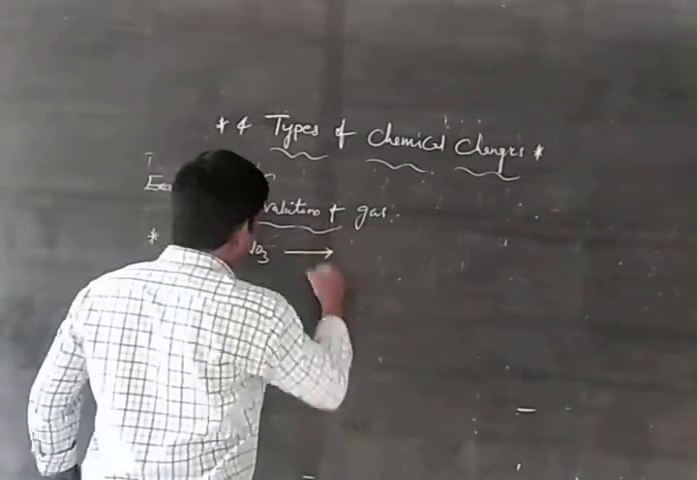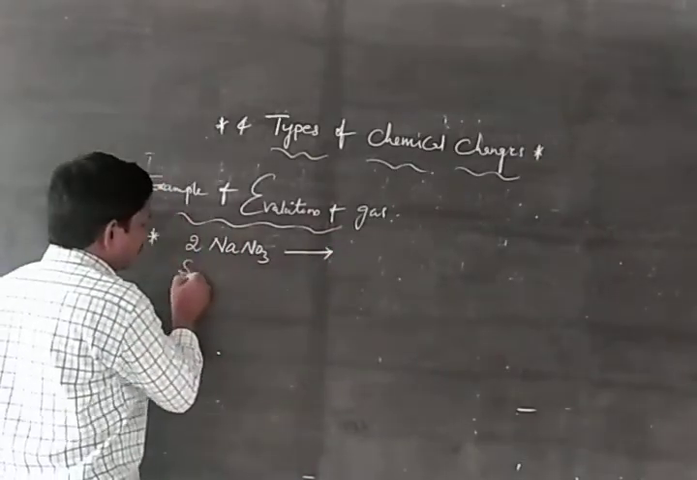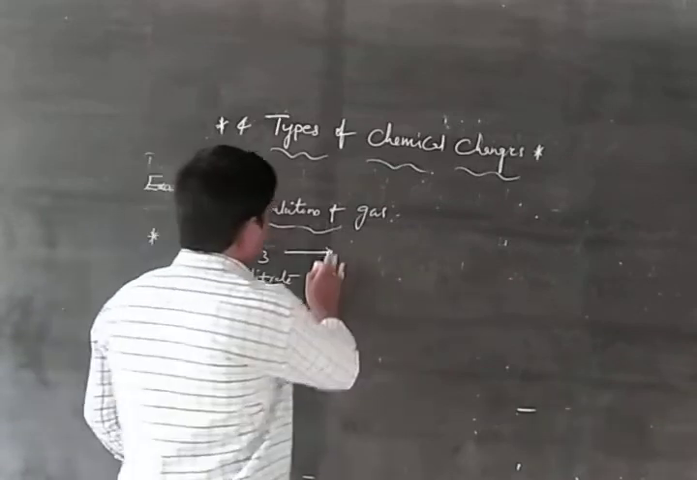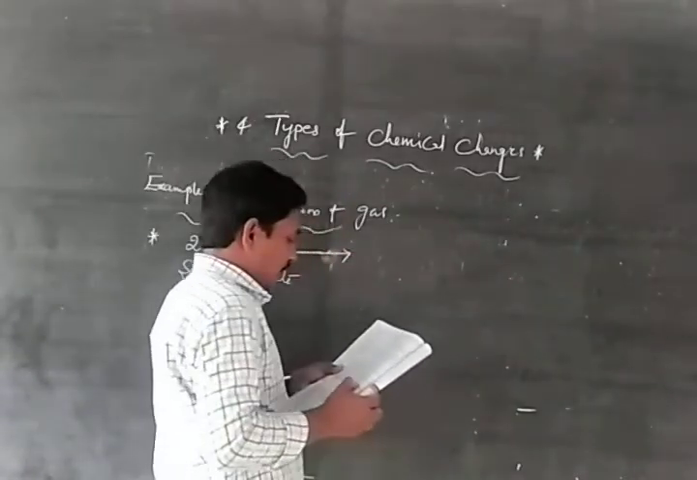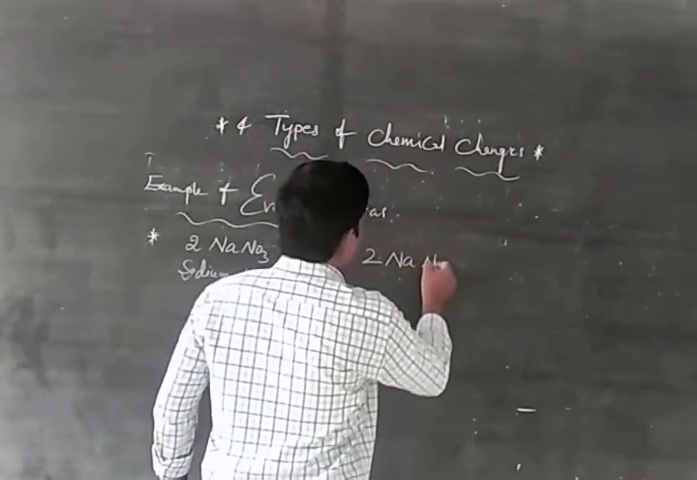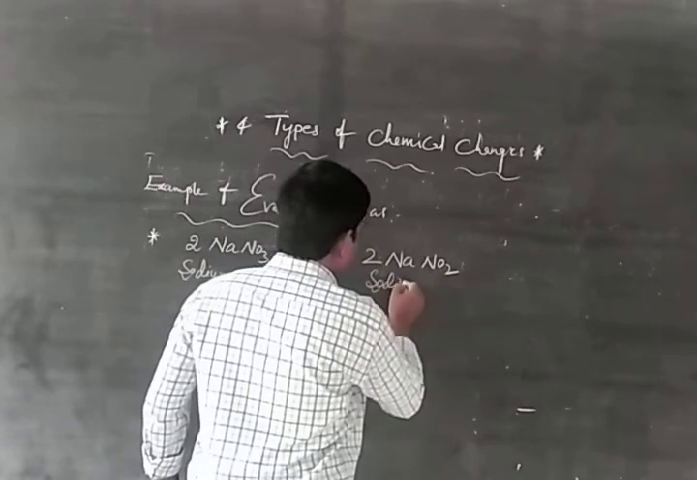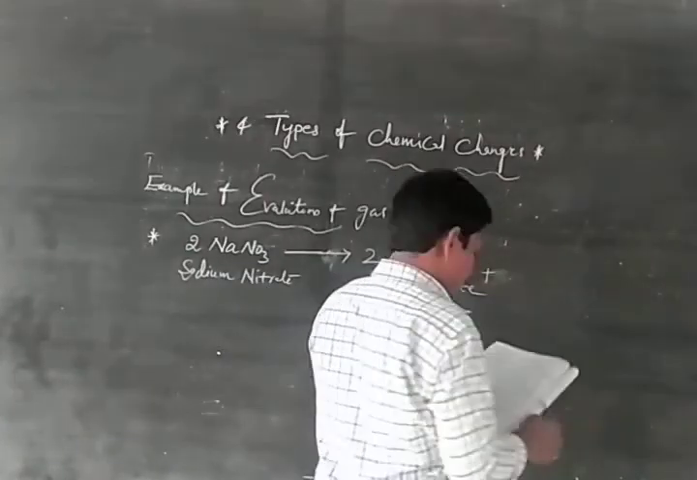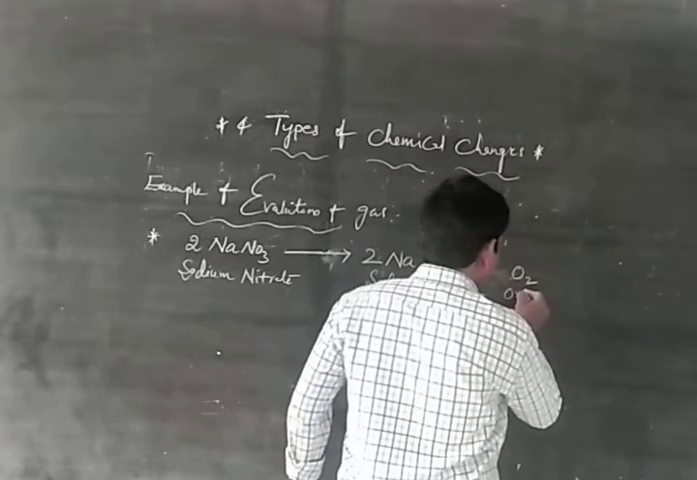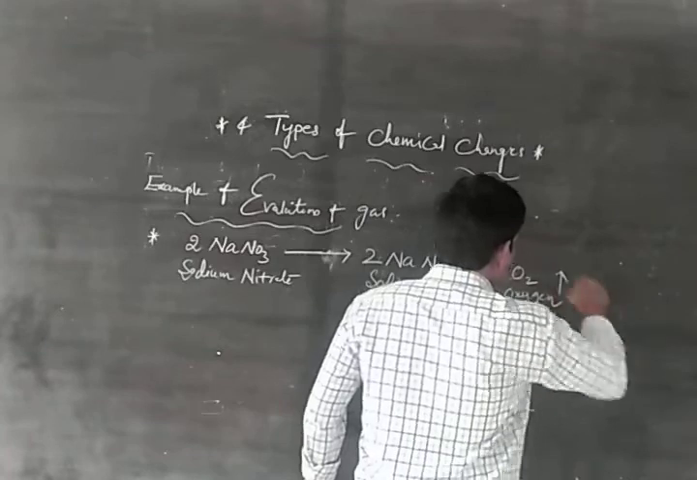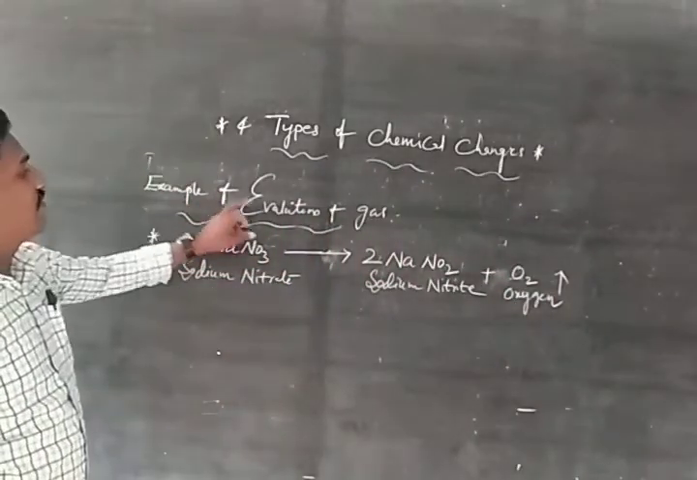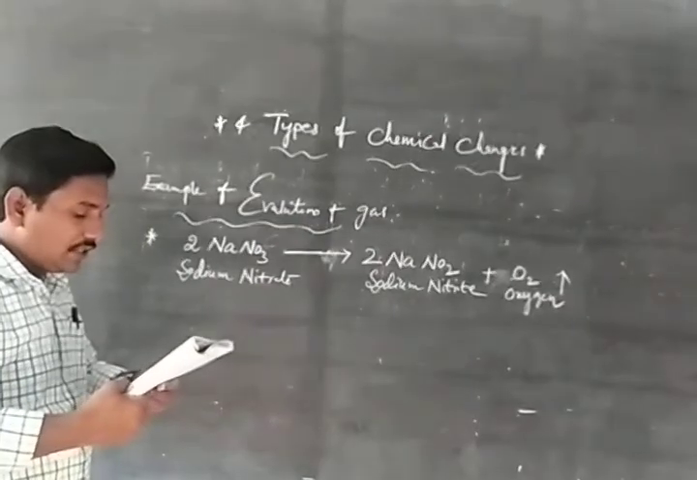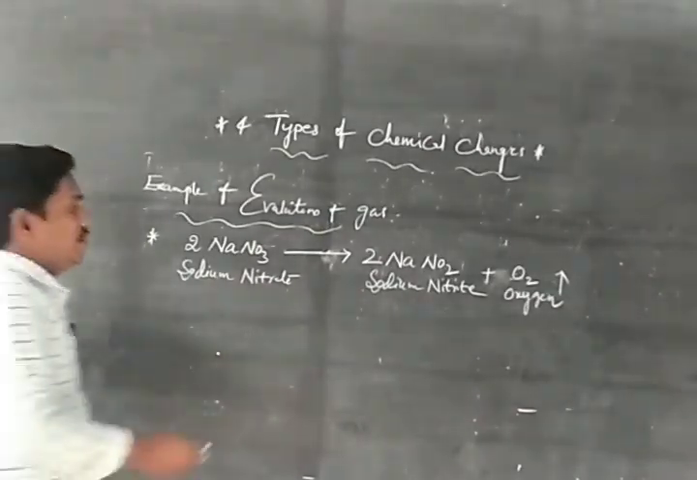2NaNO3 gives rise to 2NaNO2, sodium nitrite, plus O2, oxygen. Okay. Examples of evolution of gas. In the reaction, sodium nitrate crystals are heated.